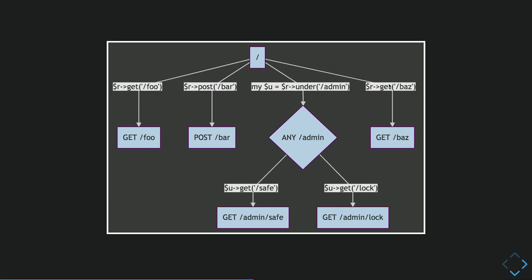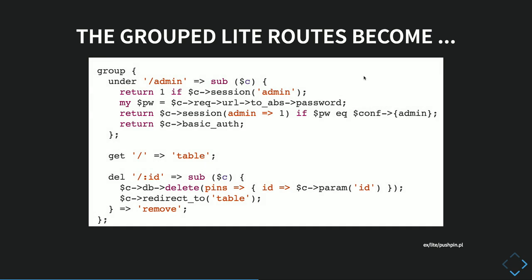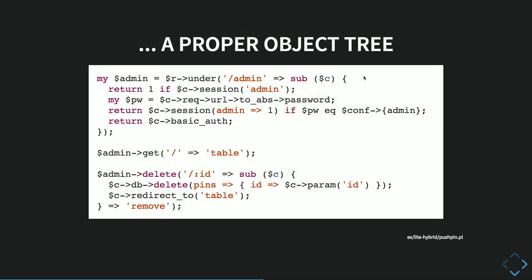And you see that it's just no different to build this next route because you build it off of the original router. In this way, our grouped Lite app can easily become a proper object tree. The under just returns an admin route. And then we build two more routes off of it.